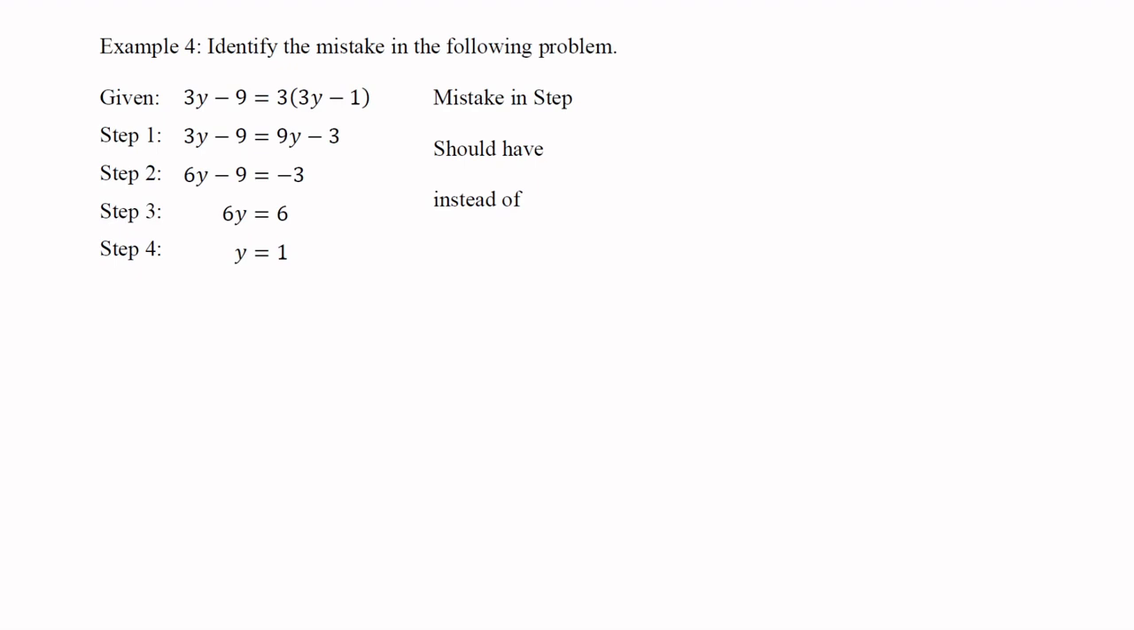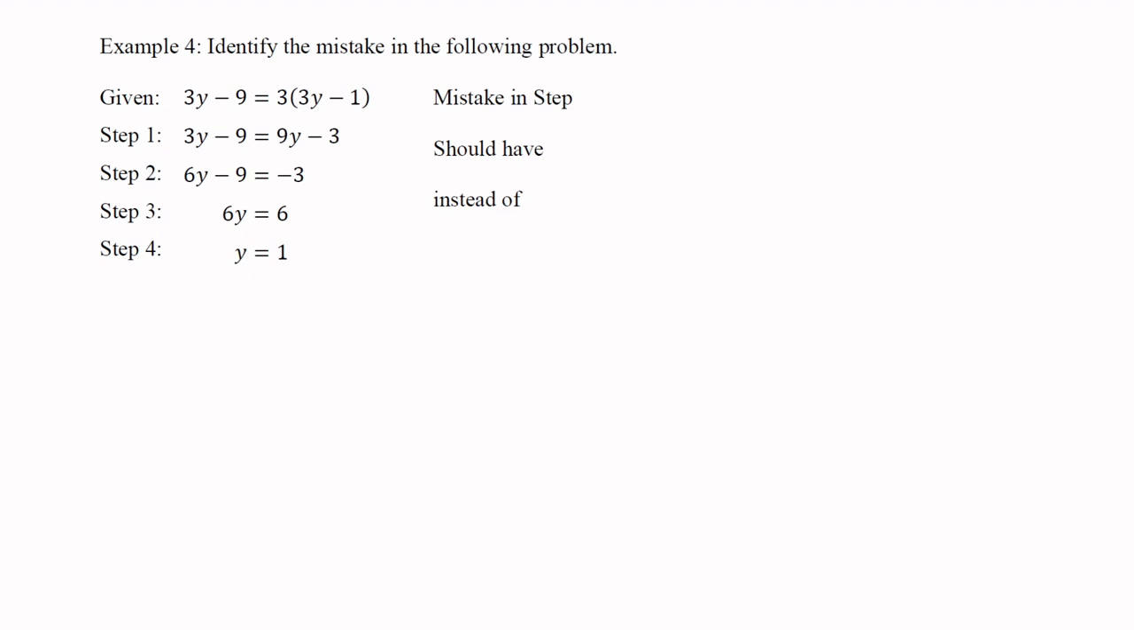So in this example, we're going to identify the mistake in the problem. So a way to go about this is to check our work step by step. So first thing we have to do is distribute. 3 times 3y gives us 9y. 3 times negative 1 gives us negative 3. So step 1 looks good.